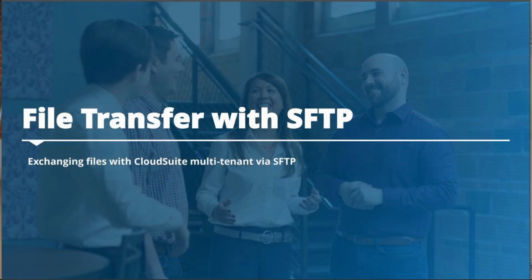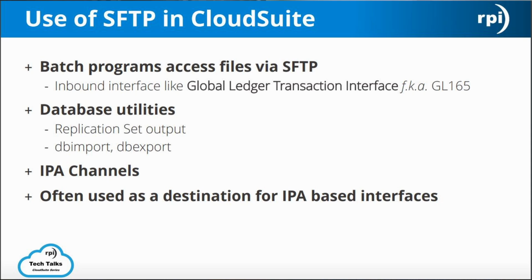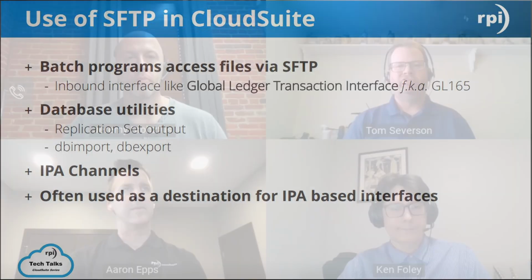So the next thing we'll talk about is file transfer with SFTP in the multi-tenant cloud environment. So what is SFTP used for typically? Within Infor, it really is used for a lot of the system file transfers. So your batch programs access these files via SFTP. So like inbound interfaces, like your global ledger transaction interface, to bring records into your GL system, aka GL165. The landing zone, so where you drop the file, is on an SFTP server, and it's consumed by Infor. It reads it from the SFTP server.